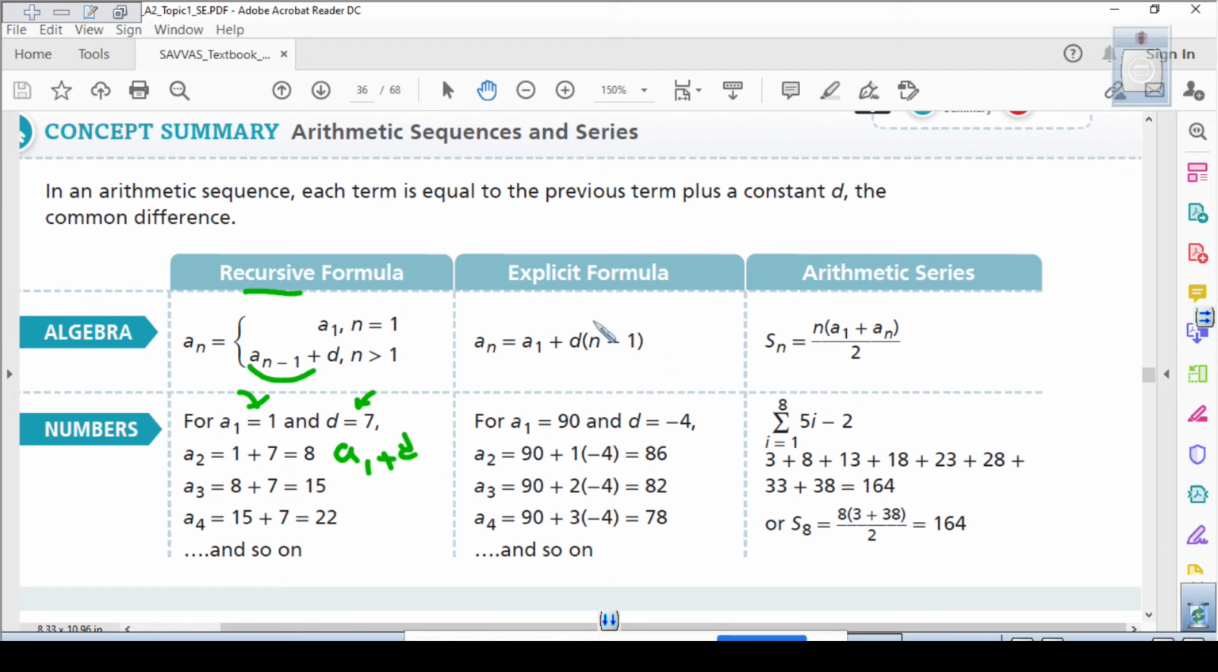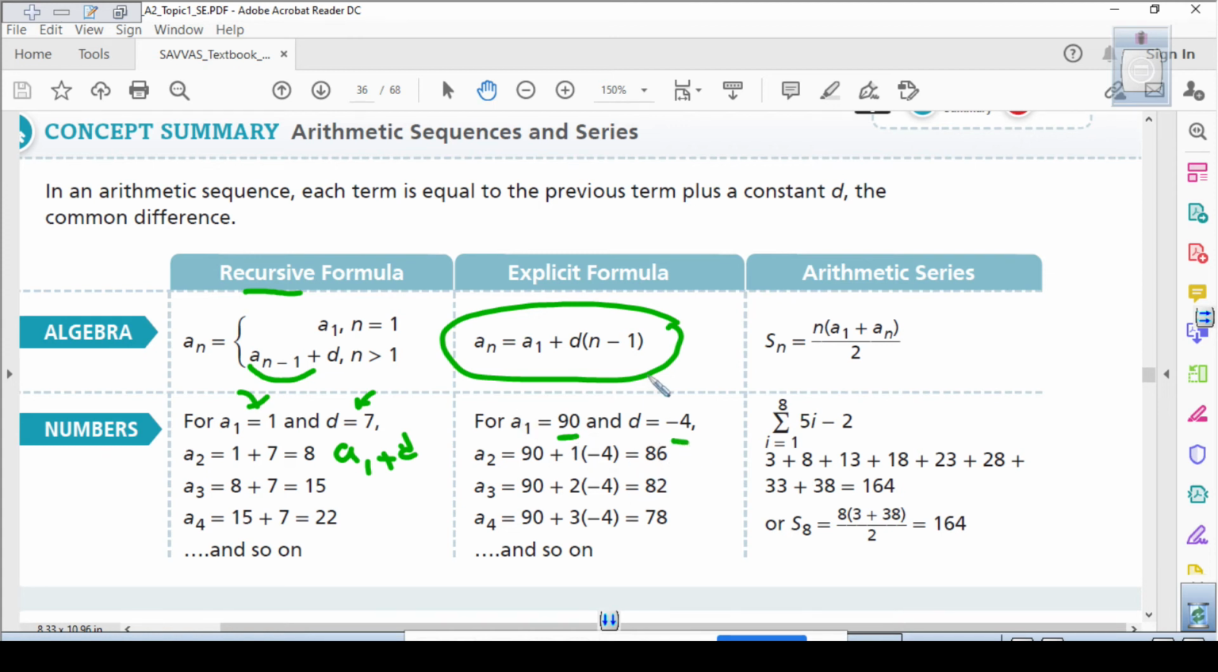Okay, now let's do more of the explicit. Explicit here says that this doesn't change again. Remember, it doesn't change. A sub n is how many in the formula. Explicit: a sub 1 is the first term, d is the distance, and n minus 1 is the number of terms minus 1. So for example, for a sub 1 equals 90, if that's the beginning of your series, 90, and the difference is -4.